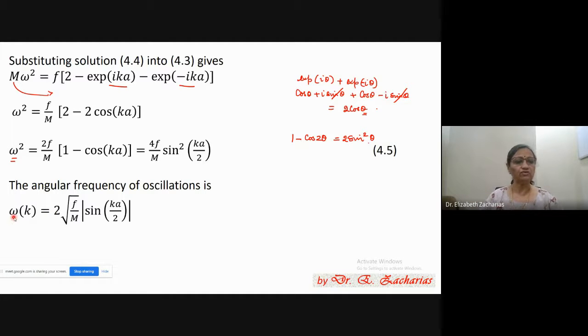Then another thing is you're seeing that omega is a function of k. You're seeing that omega is a function of k.